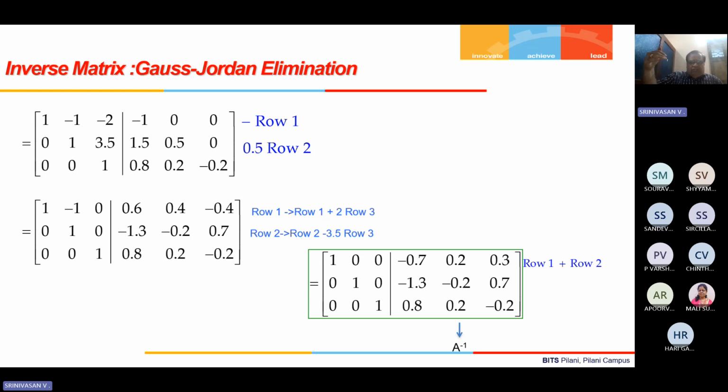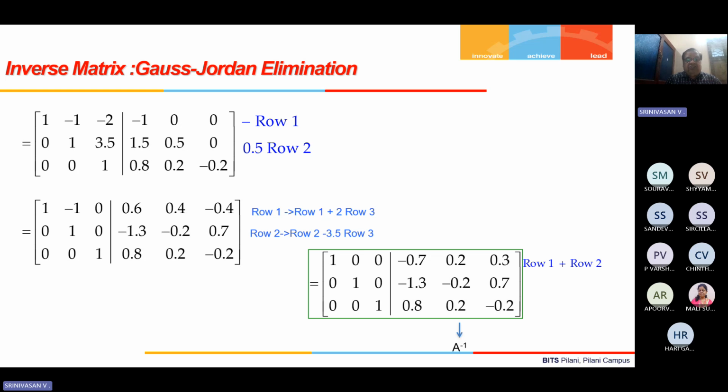Either you can do the second row first and then the first row, or you can start from the first row itself. Nothing wrong. Anyway, you need to make them 0. So first row plus 2 times third row. So minus 2 plus 2 into 1, you get 0. Here also you can check 1 plus 2 into 0, 1. Minus 1 plus 2 into 0, minus 1. They will not be changing. If they are getting changed, then somewhere you have gone wrong. Okay, so you have to be clear.